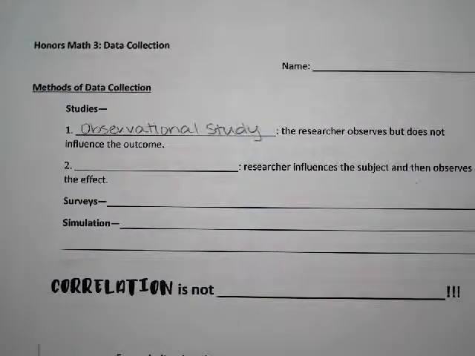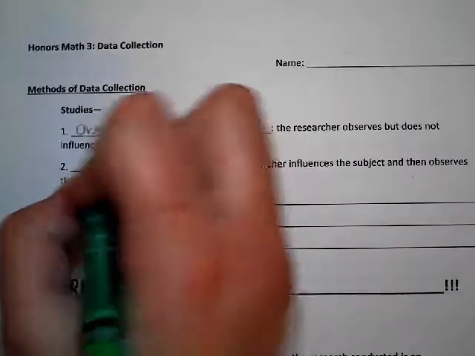So picture you are behind the glass, watching what happens, taking notes, but the person, the animal, the whatever being observed doesn't even know you're there, is not acting any differently, has no idea that somebody's watching them, is just going about their life, and you're sitting there taking notes, seeing what's going on. The second type of study is an experiment.